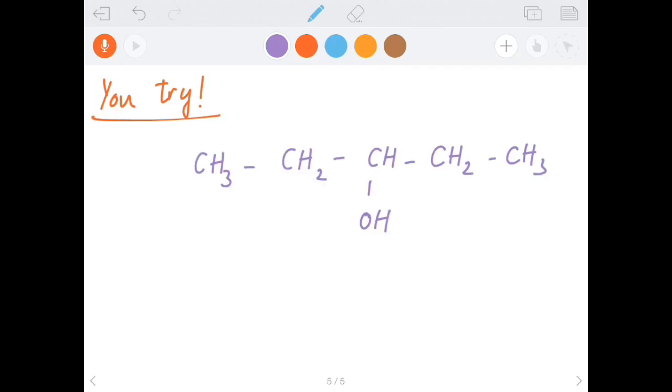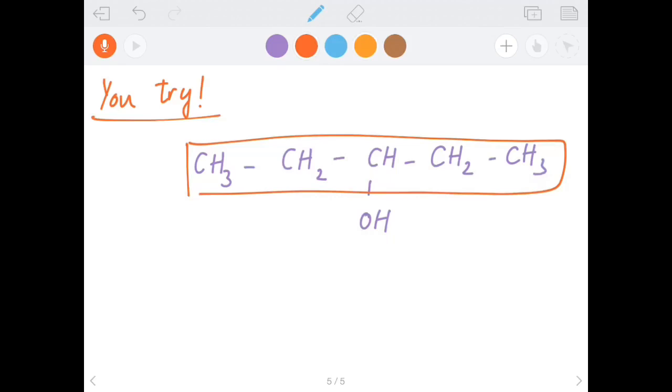So first I'm going to start identifying the longest chain. There we go, that happens to be the longest chain. I have to number the carbon chain such that OH gets the smallest number. Since OH is attached to the middle carbon, it doesn't matter how we're going to number it. If you notice, OH is my functional group, so that's going to come under my suffix.